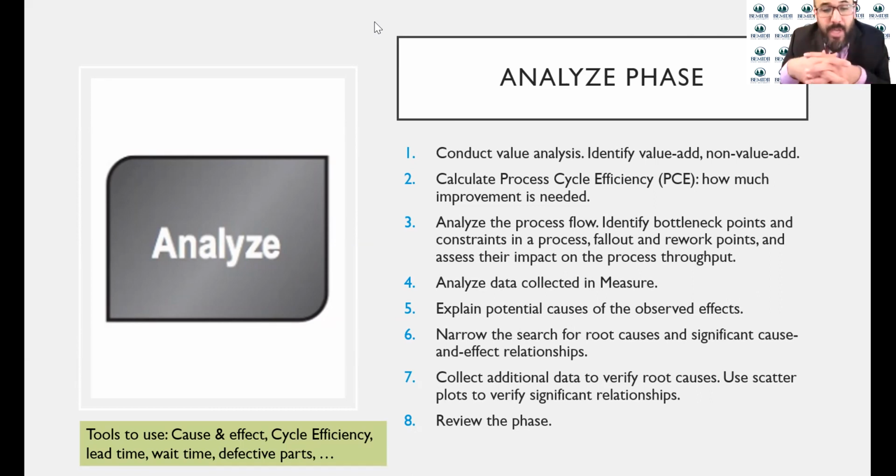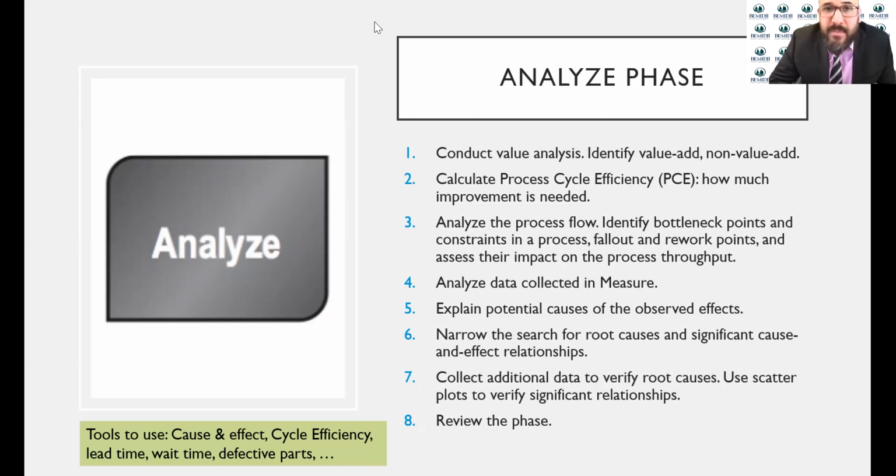And therefore, you need to probably explain potential causes of the observed effects. Maybe you need to narrow down the search for root causes and significant cause and effect relationships. Maybe you need to further investigate by collecting additional data. If you were not able to verify the root cause of the problem, you need to bring more data and more information. Use a scatter diagram maybe to help you find out the relationship between different variables.